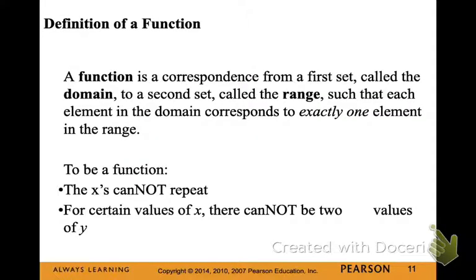Let's talk about a function now. A function is a correspondence from a first set called the domain to a second set called the range, such that each element in the domain corresponds to exactly one element in the range. That means for a relation to be a function, the x's cannot repeat, and for each x there is exactly one y. There cannot be two y values.